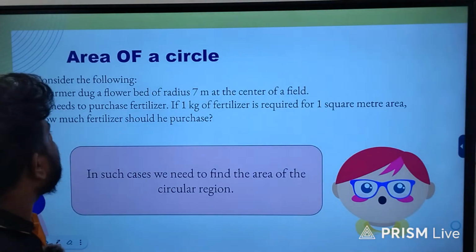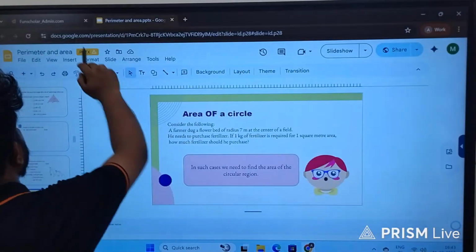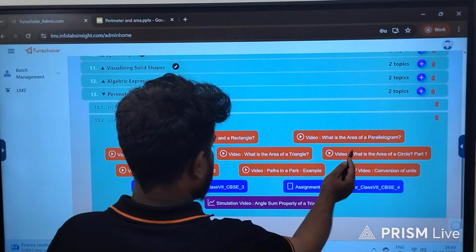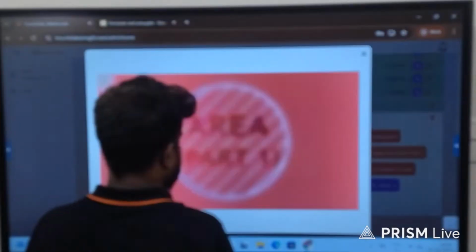The next topic is the area of a circle. Before going to the area of a circle, let's watch a video. Just watch one video to understand the whole topic.